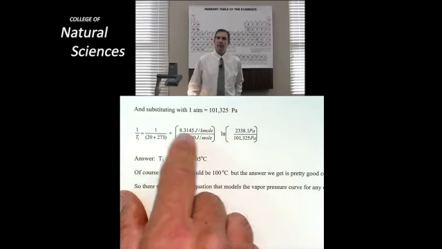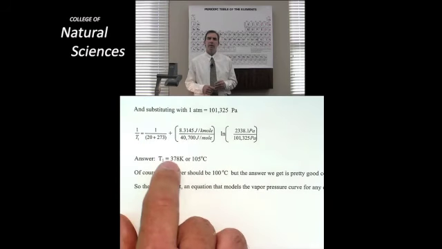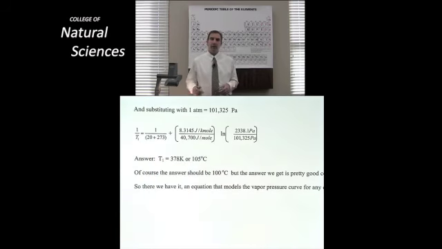The answer that comes out is 378 Kelvin. Not exactly right. I expected to get 373 Kelvin. I got 378 Kelvin, though, which is pretty darn close, and tells me that I'm at least moving in the right ballpark in terms of this calculation. Why isn't it exactly right?